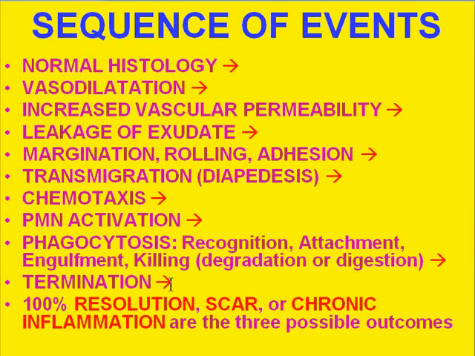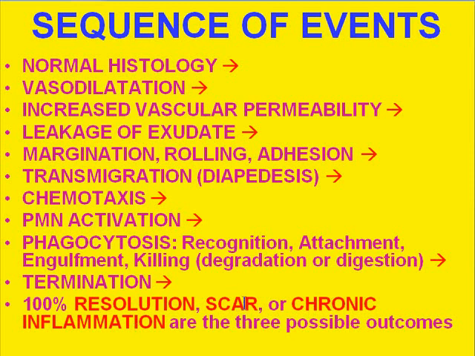You have to get them correct in order. But the termination can then result as 100% complete resolution back to normal histology again, or as a scar, fibrosis, or as chronic inflammation if there are the factors present which haven't gone away yet. So what are the three outcomes of acute inflammation? 100% resolution, chronic inflammation, or scar, otherwise known as fibrosis.